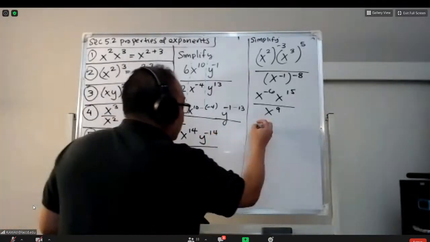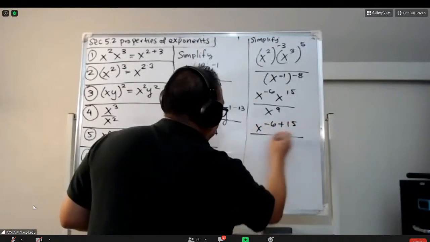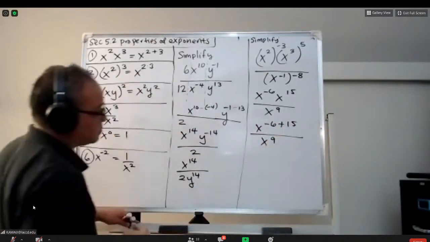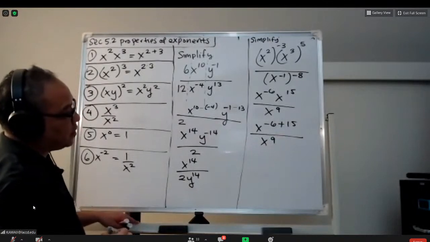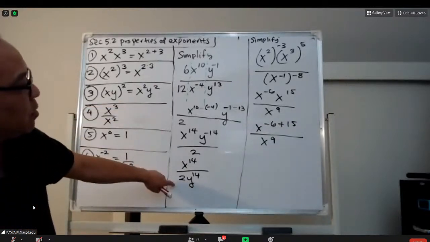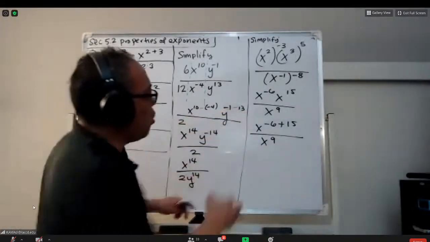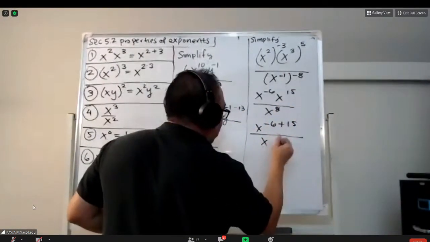So this is x to the negative 6 plus 15, like that. Professor, I have a question for the bottom. Sure. Shouldn't it be x to the 8 instead of x to the 9? Multiplying it, right? Not adding it. Which one? Over here? Oh, right, you're right. It's an 8. Thank you. Thanks for catching that for me.